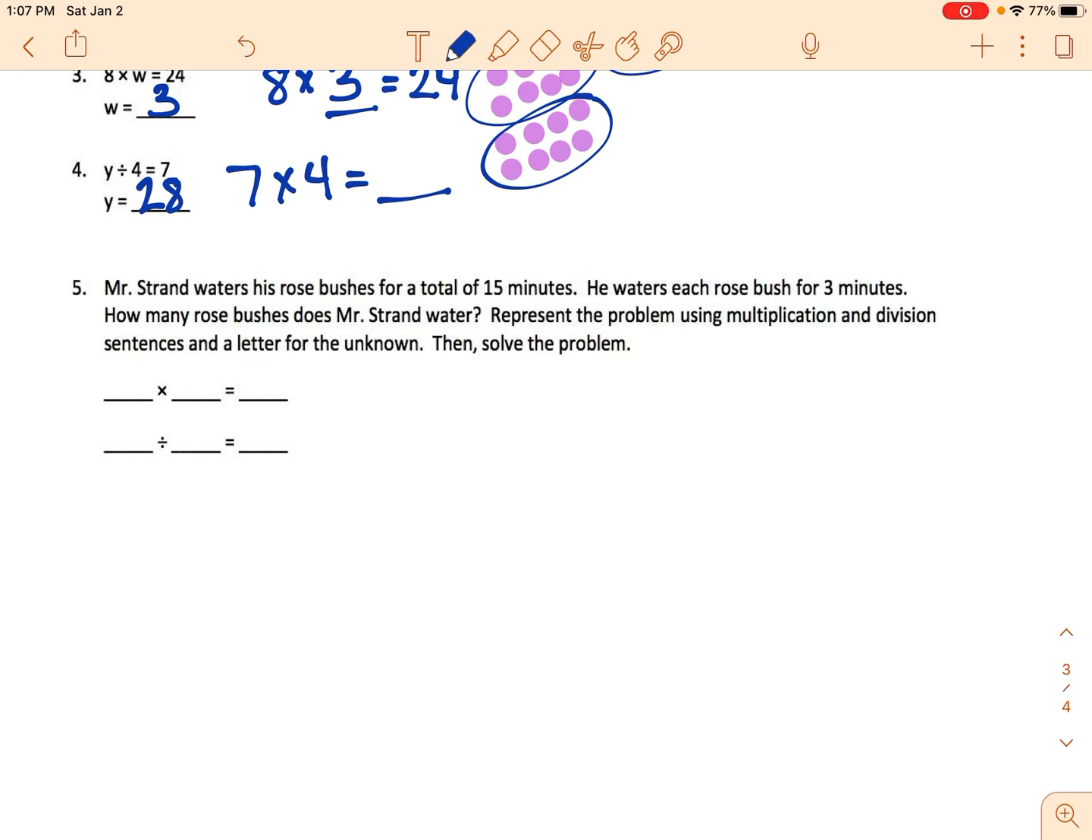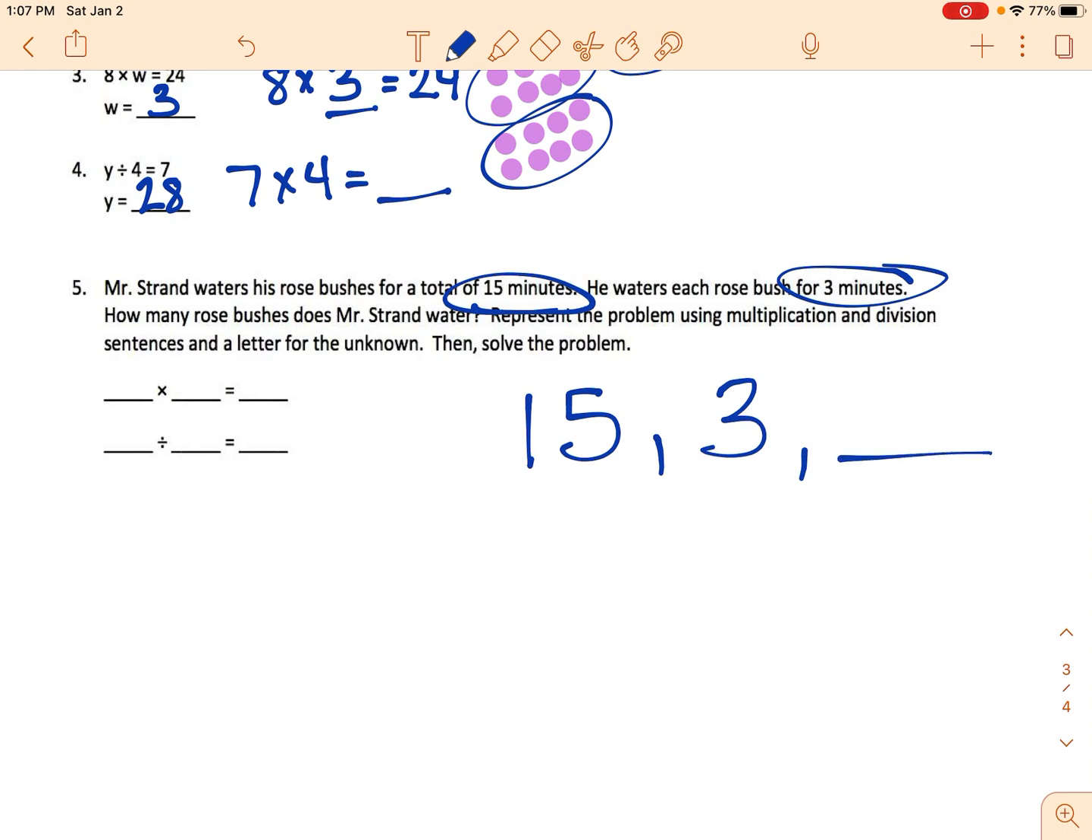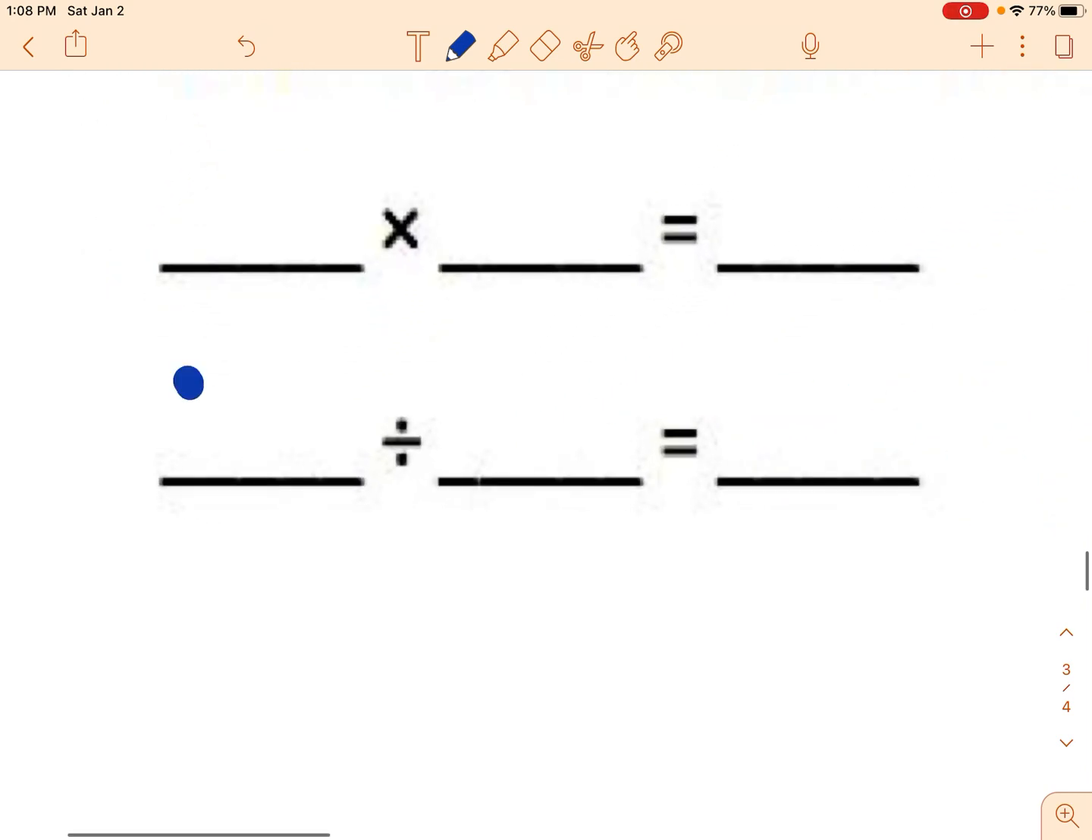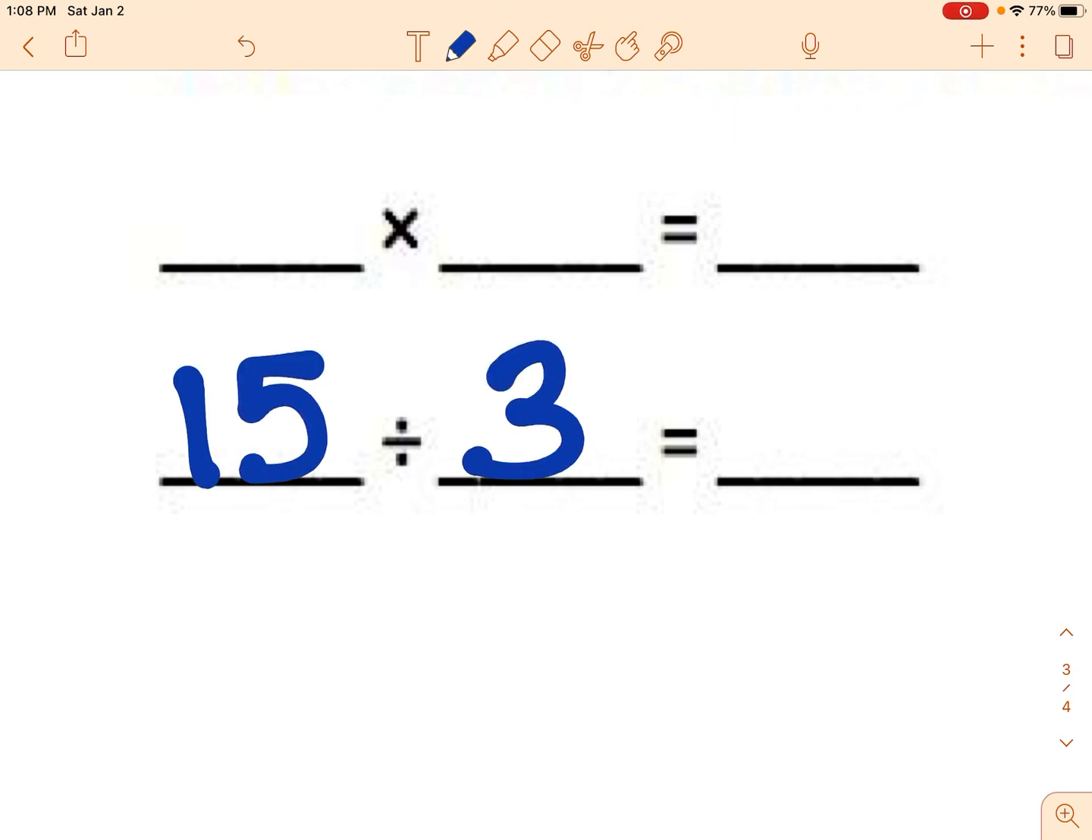Okay, so what numbers do we have? We have 15 and 3. I'm going to need another number there. So let's see. I'm thinking he waters them for 15 minutes at 3 minutes apiece. So 15 divided by 3.